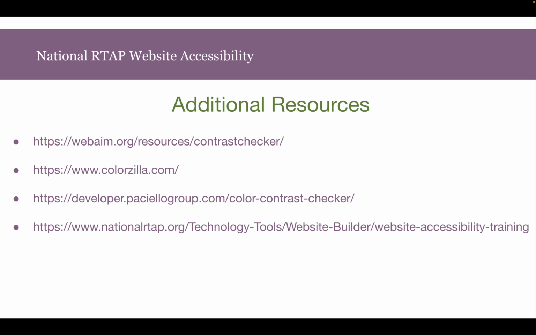The last tool that we demoed was the Color Contrast Analyzer by the Paciello Group. This is a desktop software that can be downloaded for Windows or Mac and is free to use. It's very similar to the WebAIM Color Contrast Checker in that it allows you to enter hex codes and provides you with the accessibility standards to tell you if you meet them. Now, all of these resources can be found on our website via the website accessibility training page for Website Builder.